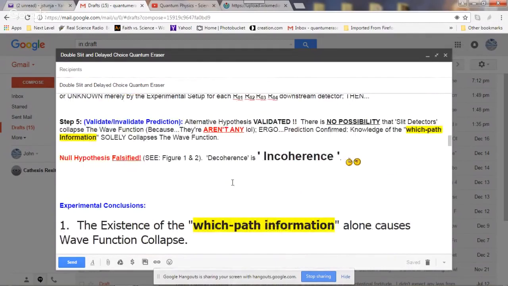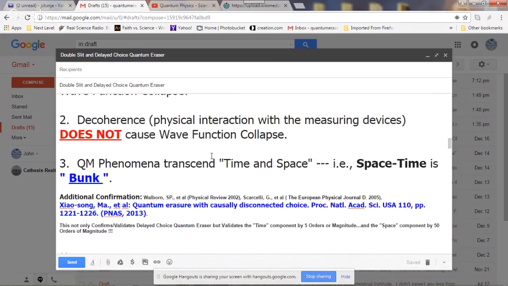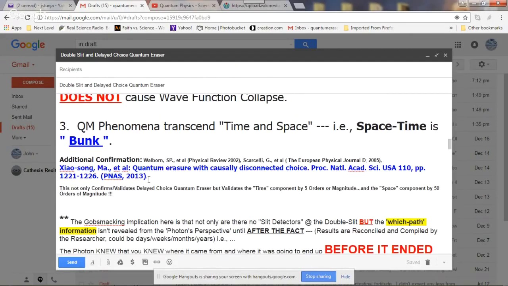It's over. Decoherence is incoherence. So the experimental conclusions. 1. The existence of the which-path information alone causes wave function collapse. 2. Decoherence, the physical interaction with measuring devices, the slit detectors, does not cause wave function collapse. Why? Well, there weren't any slit detectors. And 3. QM phenomena transcend time and space. That is, space-time is bunk. That's why Einstein tried to debunk quantum mechanics, because it was debunking him. Spooky action at a distance.